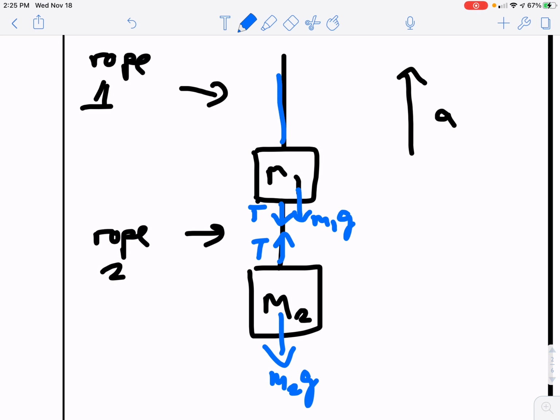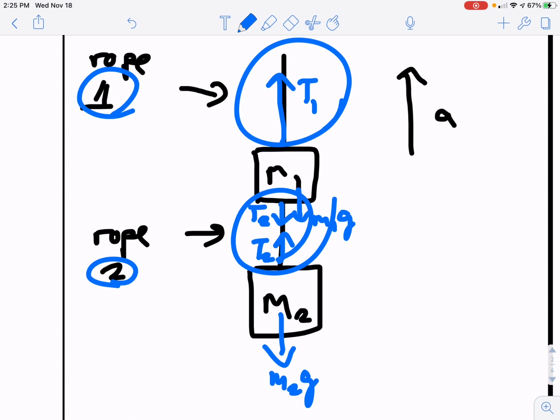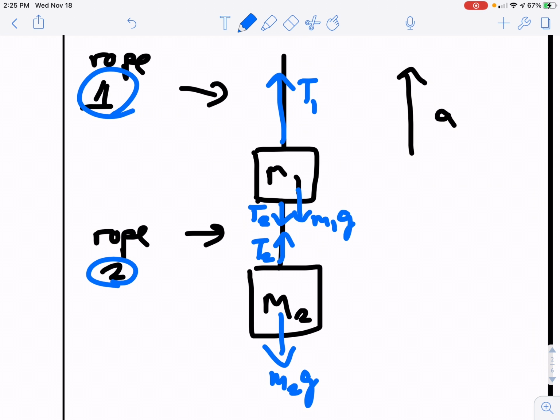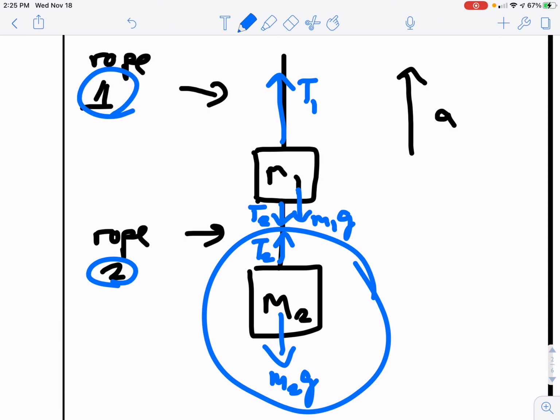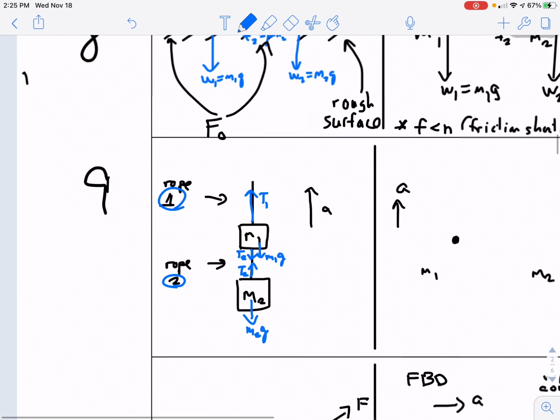I also have tension going up the rope. Now, since this is rope 1, I'm going to call this tension 1. Since this is rope 2, I'm going to call these ones tension 2. Remember, same rope, same tension on this one. Different rope, different tensions. Hence, we are labeling T1 and T2. So I should expect 3 forces to be labeled on mass 1 and 2 forces to be labeled on mass 2. Let's take a look at our free body diagram.